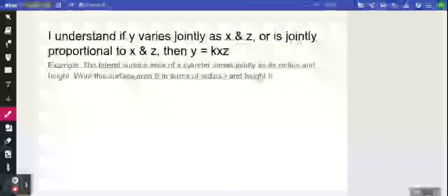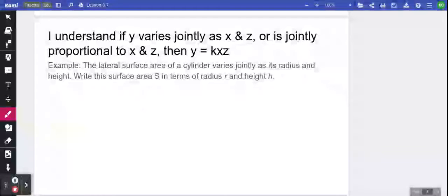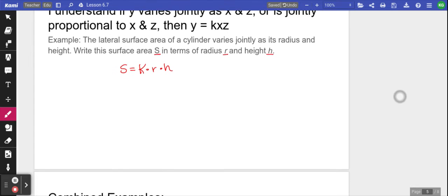So this one says the lateral surface area of a cylinder varies jointly as its radius and its height. Write this surface area S in terms of radius R and height H. So we have S equals K times R times H. And that's all we have to do. We don't have to solve for anything.